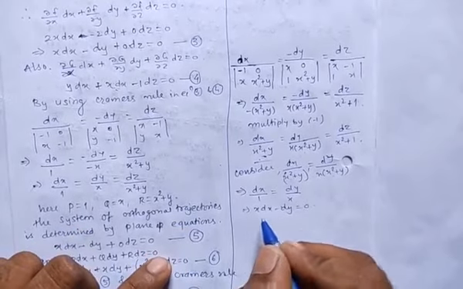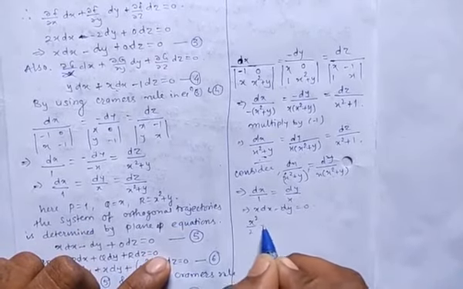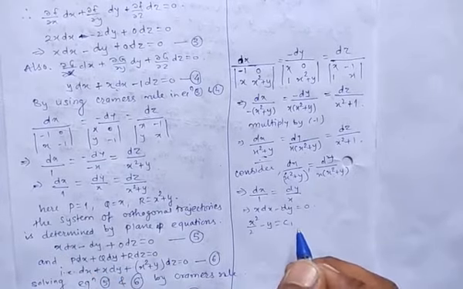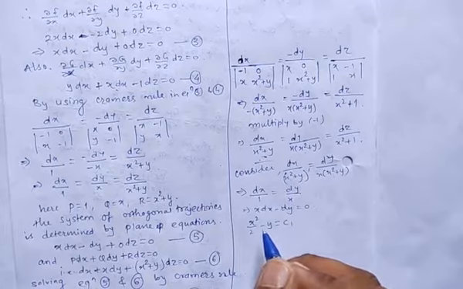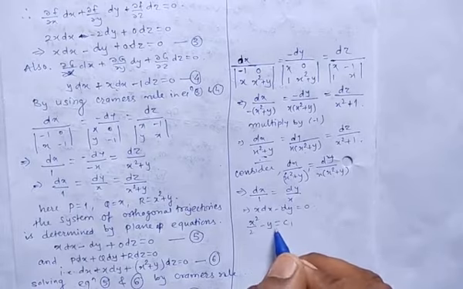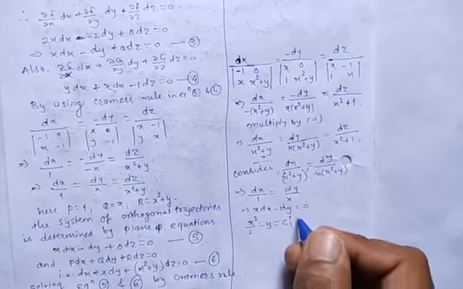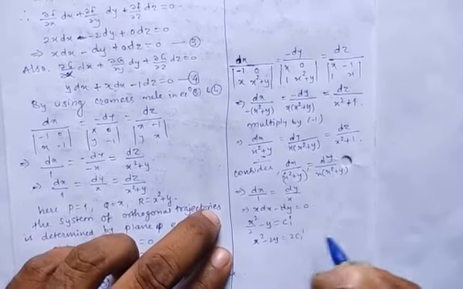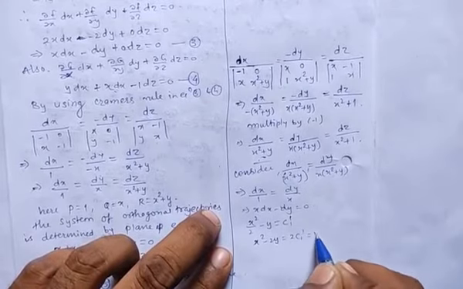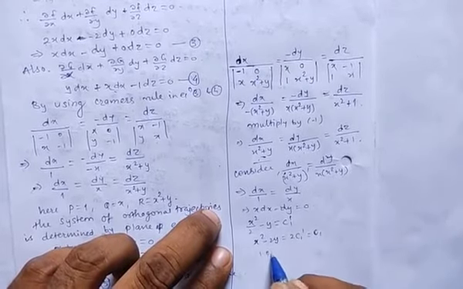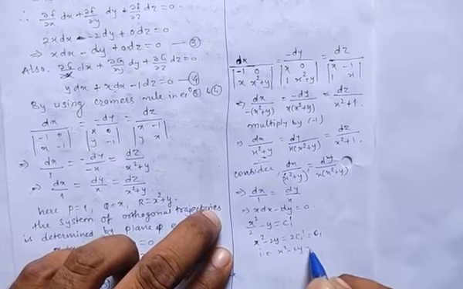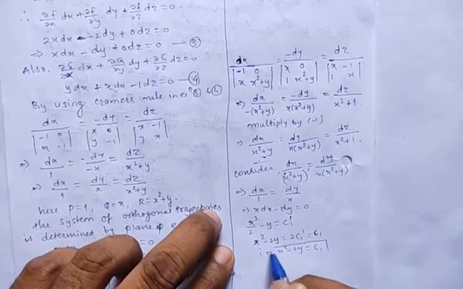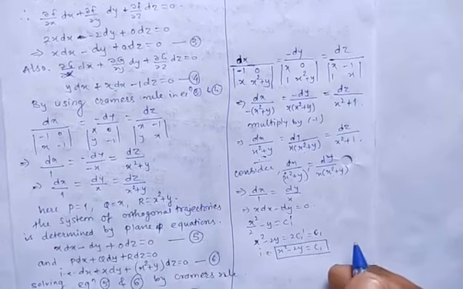So after integrating, we will get the solution x square by 2 minus y is equal to constant of integration c1. Okay, so here x square by 2 minus y is equal to c1 dash. So I can write x square minus twice y is equal to twice c1 dash. So call this constant as c1. That is, I get x square minus twice y is equal to c1.